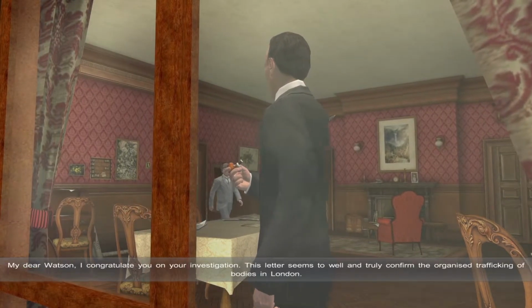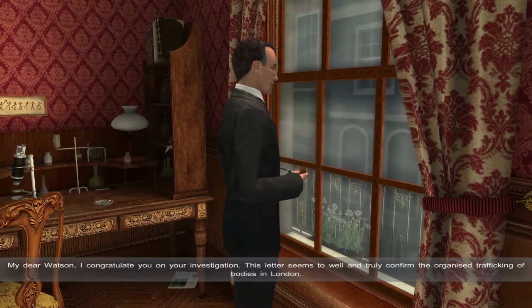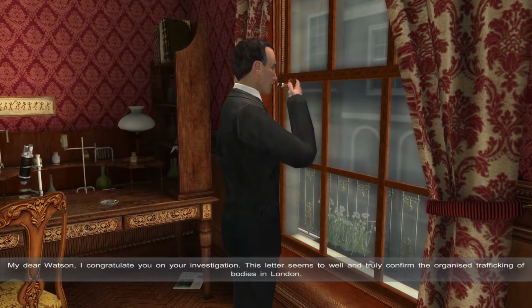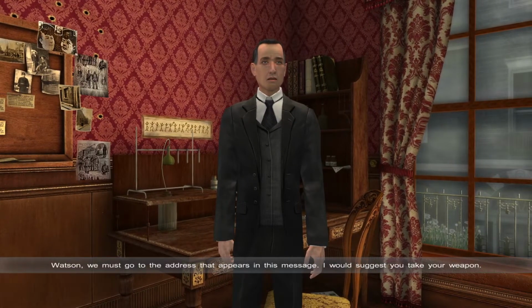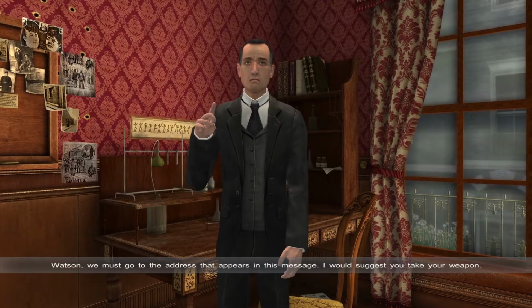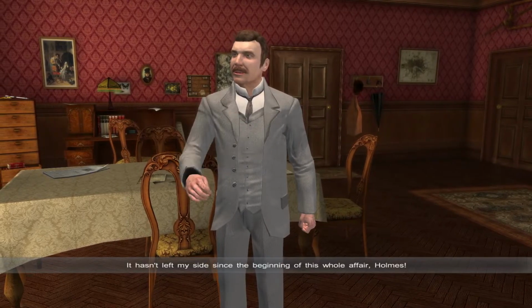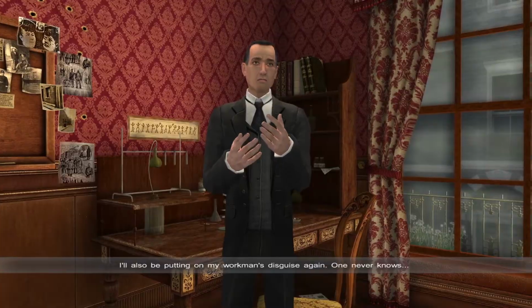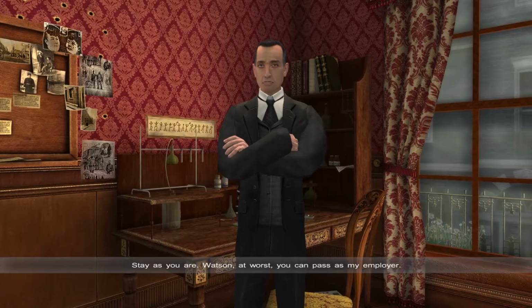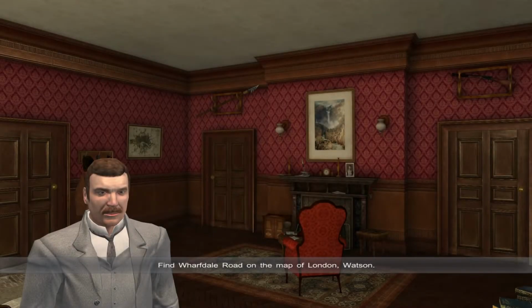My dear Watson, I congratulate you on your investigation. This letter seems to well and truly confirm the organised trafficking of bodies in London. My God, how dreadful. Watson, we must go to the address that appears in this message. I would suggest you take your weapon. It hasn't left my side since the beginning of this whole affair, Holmes. I'll also be putting on my workman's disguise again. One never knows. But what about me, Holmes? Stay as you are, Watson. At worst, you can pass as my employer. Find Wharfdale Road on the map of London, Watson. Understood, Holmes.